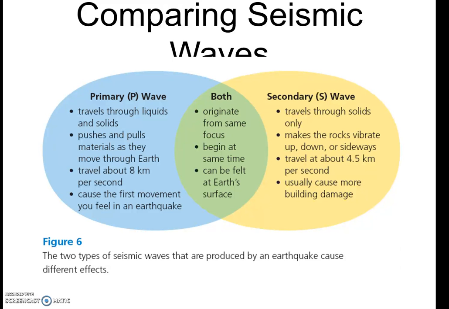So this is just a little chart comparing the different types of waves. Most of these things we've mentioned, that primary waves can travel through solids, liquids, and gases, push and pull materials, travel at 8 kilometers per second and cause the first movement you feel in an earthquake, versus secondary waves, which travel through solids only, with very dense liquids, make the rocks vibrate up and down or sideways, travel slower at 4.5 kilometers per second, and as I mentioned, this is usually what is the most damaging. They both originate from the focus, though. They begin at the same time, and they can both be felt.